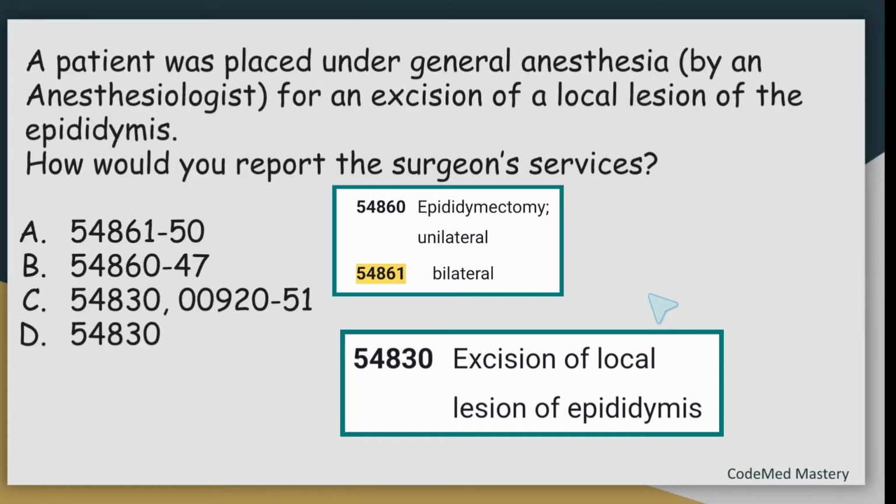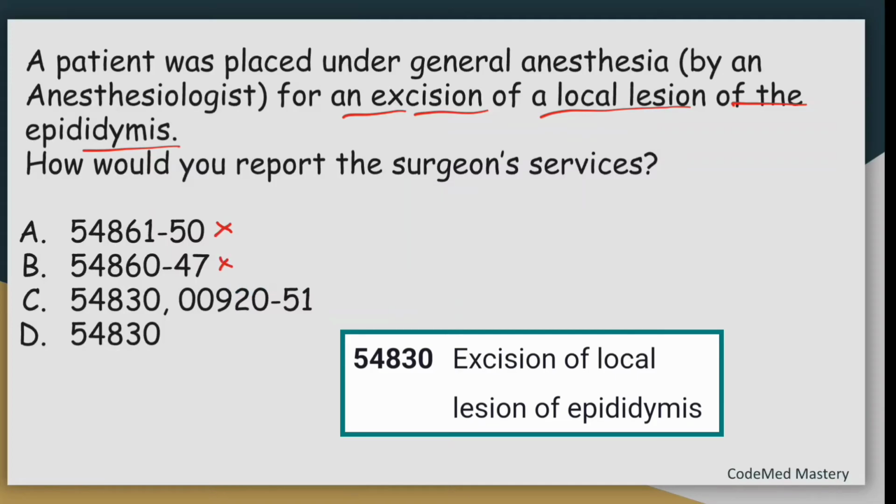Now check what they have mentioned in the scenario. Patient was placed under general anesthesia by an anesthesiologist for an excision of local lesion of the epididymis. So which among these codes is the right one? 54861, 54860 or 54830? The right code is 54830 because it is for excision of local lesion of epididymis. We'll eliminate option A and B, 54861 and 54860, because those are for epididymectomy. But in the scenario there is an excision of local lesion of the epididymis. It is not epididymectomy, right? So eliminate option A and option B.